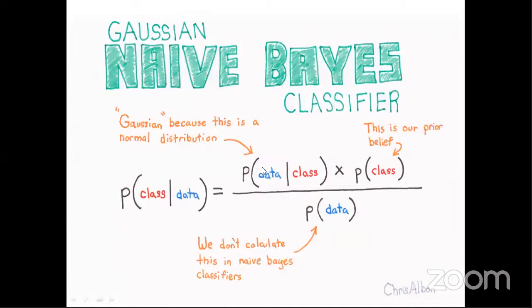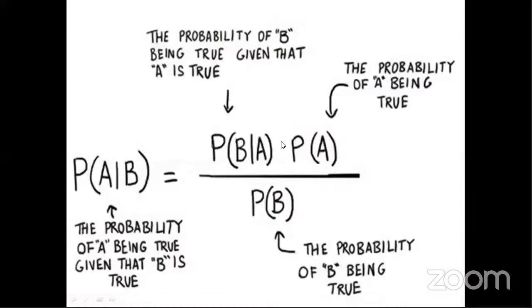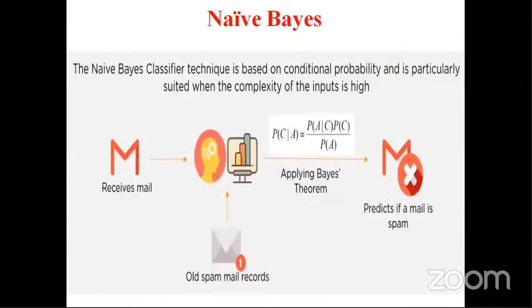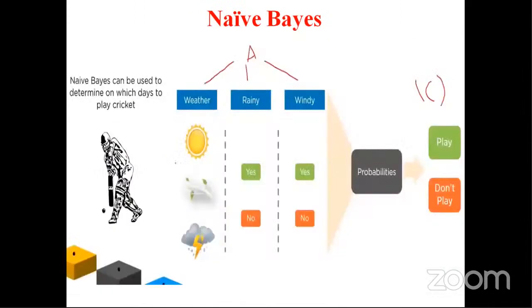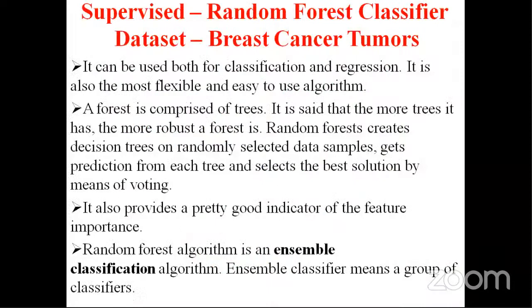So why I kept all these types of formulas is that in different explanations, different methods they are using, but everything is the same. At the end the formula concept is the same, but A, B, somewhere C, A, C, somewhere class, data. So the way of understanding is very important. So this is the Naive Bayes algorithm.